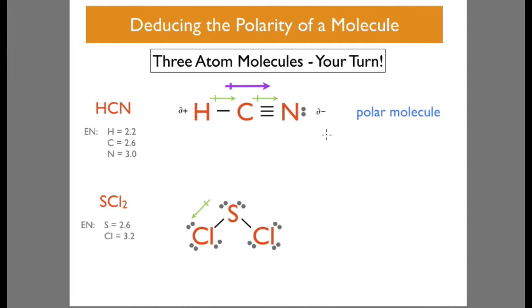Here, for sulfur dichloride, we've got sulfur-chlorine bonds, which are polar covalent bonds, because the chlorine is more electronegative than the sulfur. And we've got polar covalent bonds here again for the same reason. They're facing in the same direction. It's non-symmetrical, and so we have a dipole moment on the molecule. It's a polar molecule. The positive dipole will be where the sulfur is, and the negative dipoles down by the chlorine atoms.